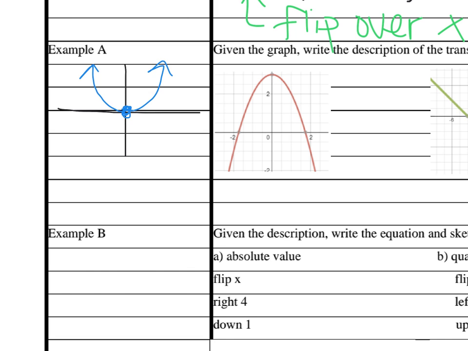So we need to figure out how this example A is different than the original parent function. Right away when looking at this example, we can see that the U shape looks like it is opening downwards, which means it has flipped over the x-axis. We can also see that it looks as though the vertex has been moved from 0, 0 up 3.